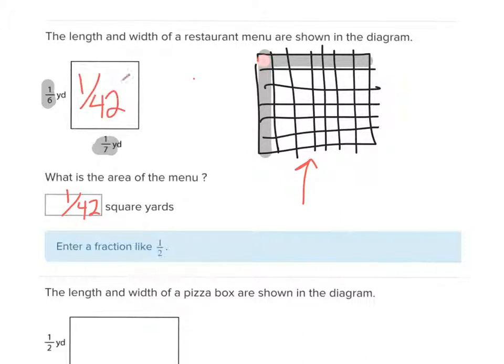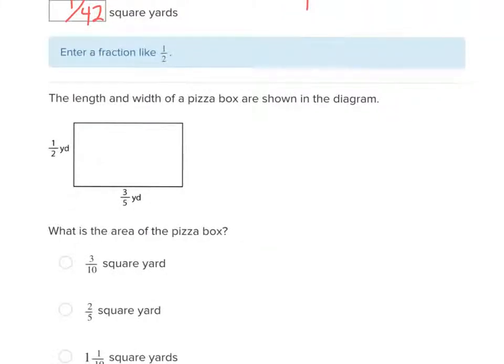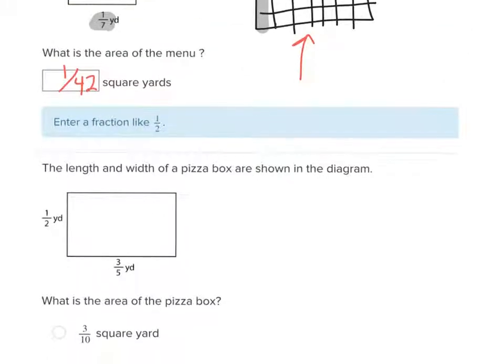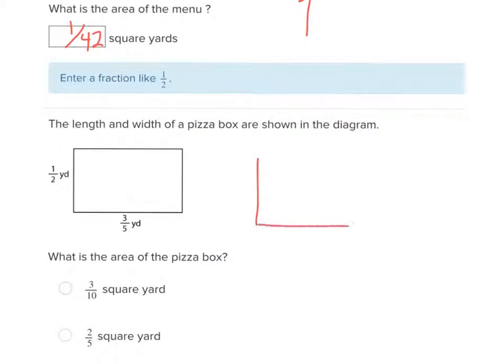1/42 square yards. Next question. The length and width of a pizza box are shown in the diagram. Now, rather than drawing a brand new box, you can just use the one that's there if they already have a box. So I'm going to take my 1/2, this one here, I'm going to split it into 2 sections, and I'm going to shade in one of them because it's 1 out of 2, and the other direction has 5 columns.